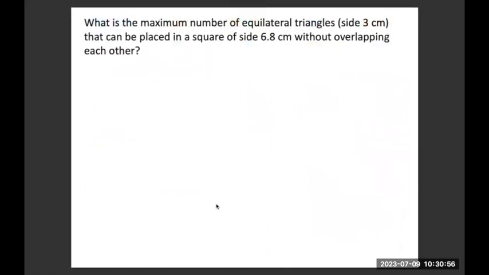What is the maximum number of equilateral triangles that can be placed? You are given the side of an equilateral triangle, which is 3, which can be placed in a square of side 6.8 centimeters without overlapping each other. You're given an equilateral triangle with one side 3, which means all the sides will be 3, 3, 3. 1 second.